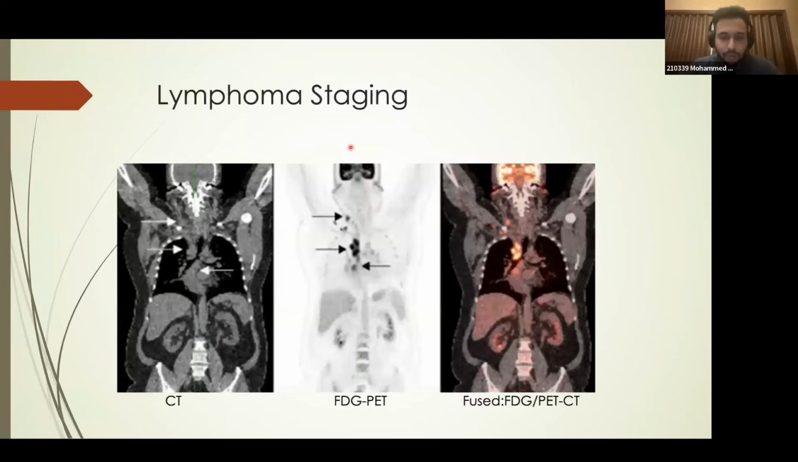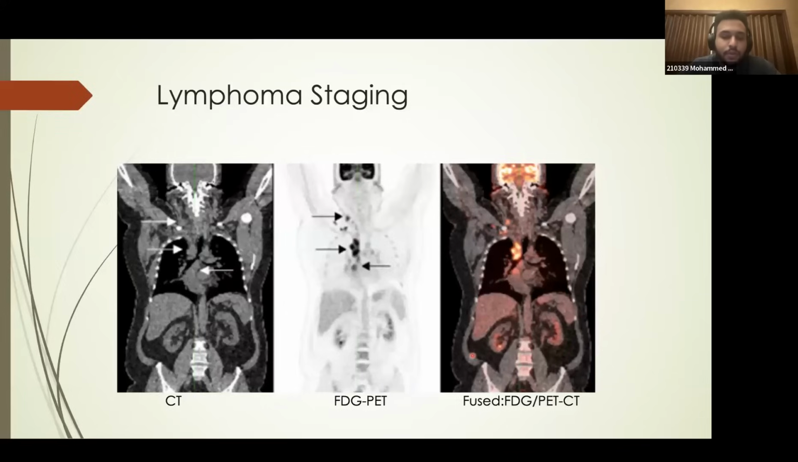Here is this in lymphoma staging. Lymphoma is obviously a cancer of lymph nodes, and here you can see the lymph nodes. This is just a normal CT. Now, once you do a FDG PET, which is just PET scan, FDG is basically just the agent for it, just for you guys' info. Once you do the PET scan, you can see where the lymph nodes are, just based on biological activity, and it basically metastasizes to other areas.